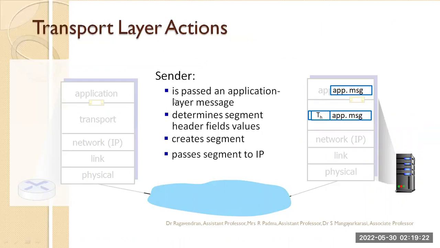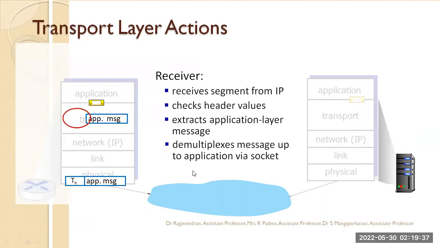When the transport layer is the sender, it is passed application layer messages. It determines the segment header fields and their values. It creates segments and passes them to IP. If the transport layer is the receiver, it receives segments from IP, checks the header values, extracts the application layer message, and demultiplexes the message up to the application via the socket.